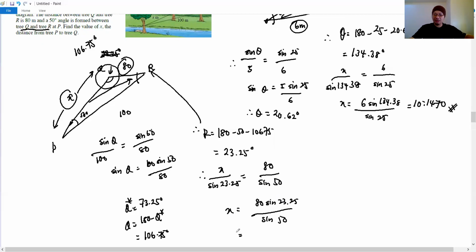So how much is the answer here? 80 sine 23.25 divided by sine 50. Okay guys, this is the final answer that we are supposed to get, 40 something. Please double check, is that correct? 41 point something. The answer I obtained here is 41.2241 cm. Okay guys, that's all for question number 2.